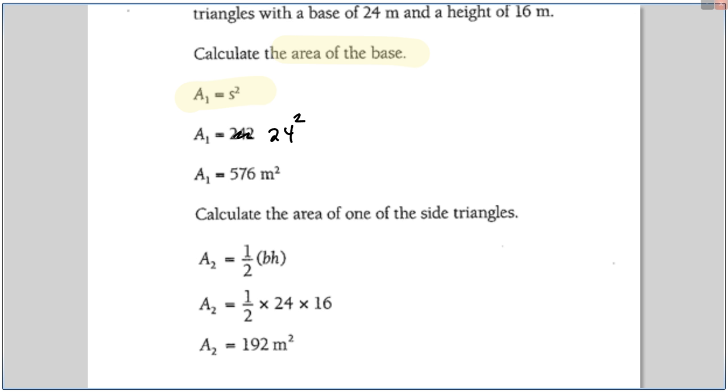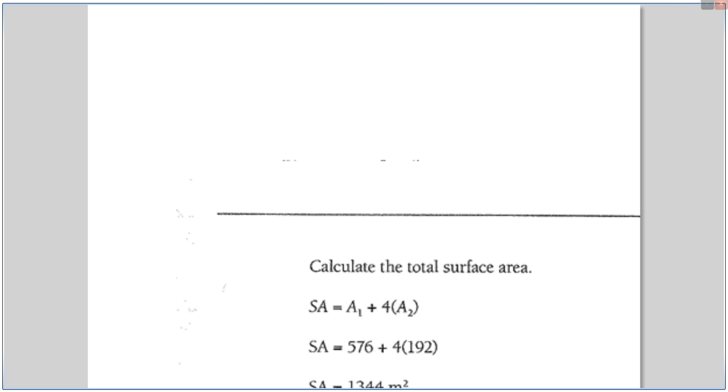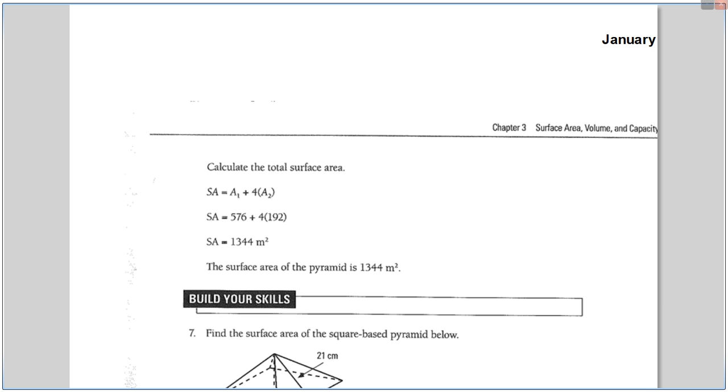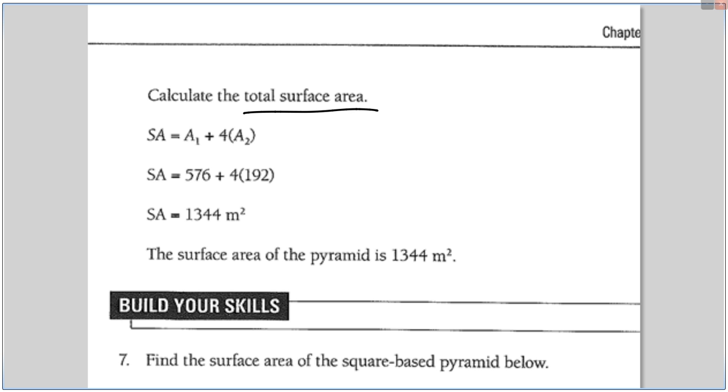And then it says to calculate the area of one of the side triangles. Because if you knew the area of one of them, what could you do to it? Add it up or times by 4, because there's 4 triangles. Okay? And I believe they do that on the next page. Calculating the total surface area, it's the square plus the 4 triangles. Okay, so I'll write that in here. Square plus 4 triangles. Okay?